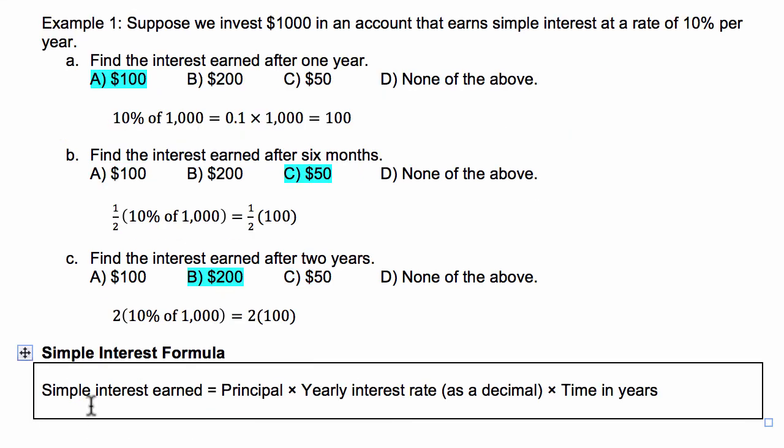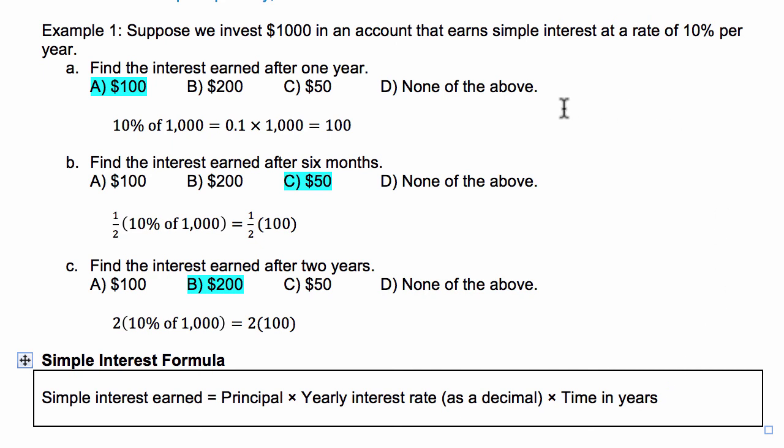Note that the simple interest formula is as follows. Interest earned equals principal times yearly interest rate as a decimal times time in years. Note, if time is given to you in months, you should first convert it to years before using this formula. We used this formula in the example above without realizing it.